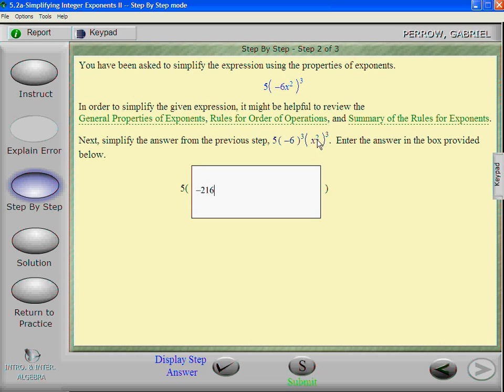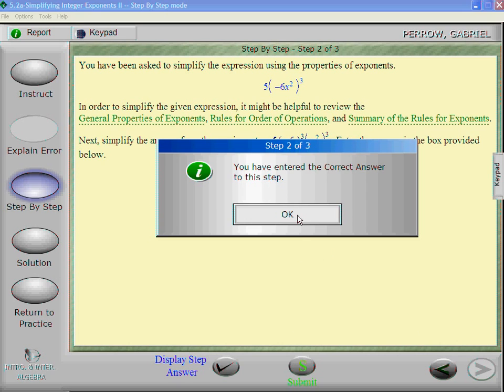X to the second raised to the third. What do you do? You multiply the powers in this situation. Okay, this is different than when we added the powers, right? It's a power and then raised to a power again. That's a multiplication. So 2 times 3 is 6, so we get x to the 6th tacked onto that. Okay.